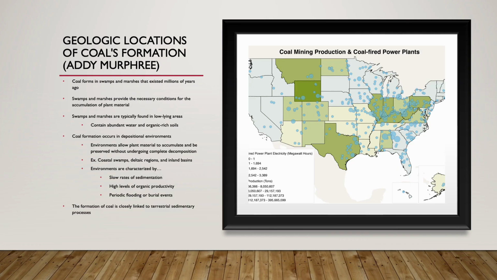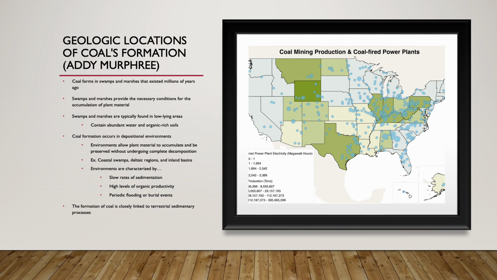Hey y'all, today I'm going to be talking about geological locations and coal's formation. Coal primarily forms in swamps and marshes that existed millions of years ago. These environments provided the necessary conditions for the accumulation of plant material. Swamps and marshes are typically found in low-lying areas with abundant water and organic-rich soils. Coal formation occurs in depositional environments where plant material can accumulate and be preserved without undergoing complete decomposition. These environments include coastal swamps and inland basins, where sediments can accumulate over time, burying and preserving the organic matter.